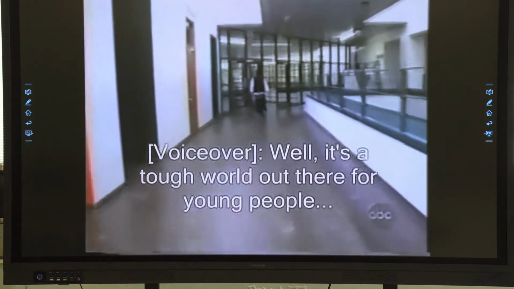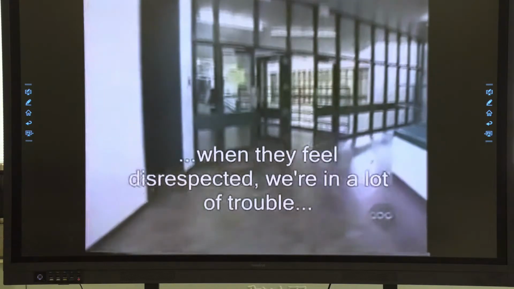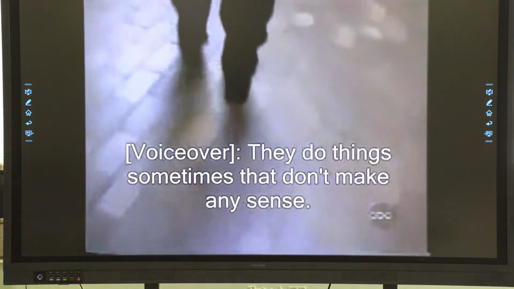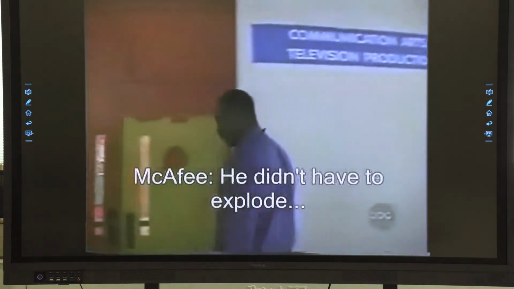It's a tough world out there for young people. They feel very vulnerable. When they feel disrespected, we're in a lot of trouble. They do things sometimes that don't make any sense. Sometimes it's so easy. You know, you're dealing with young people. Didn't have to explode.